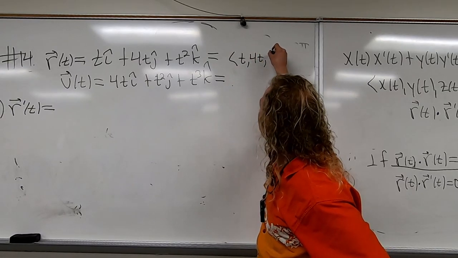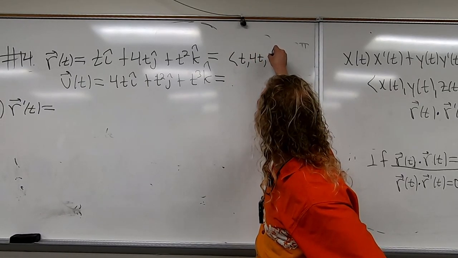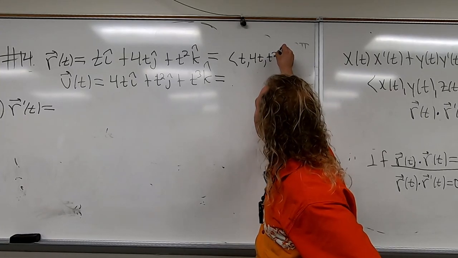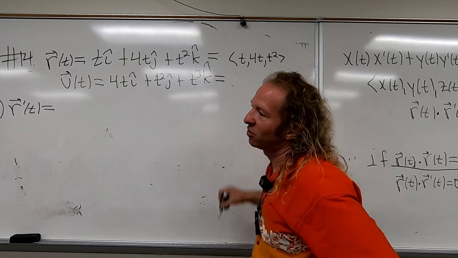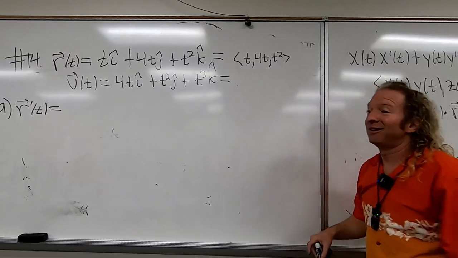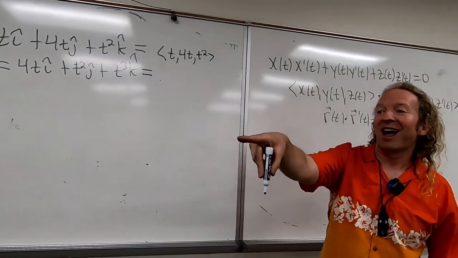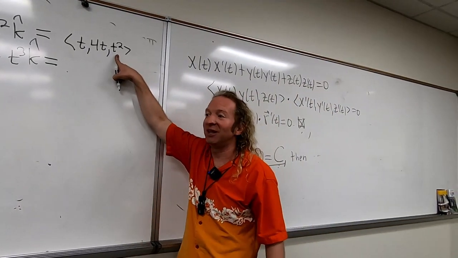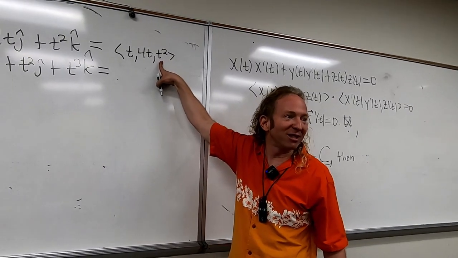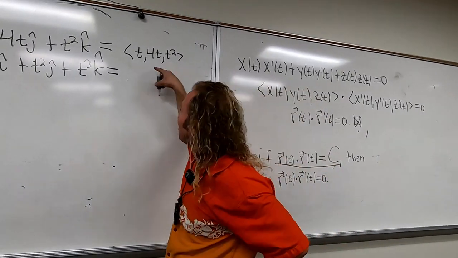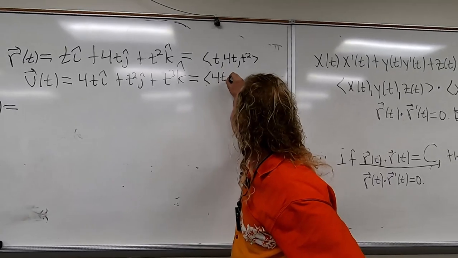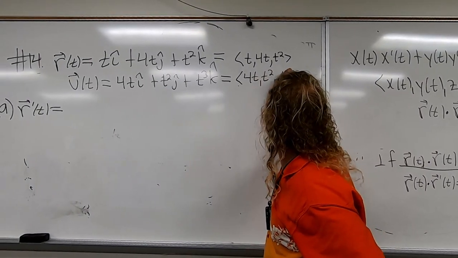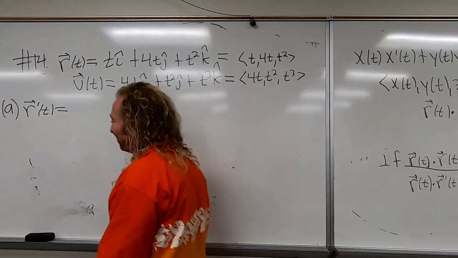4t, t squared, right? I'm not taking the derivative. I almost wrote 2t. I almost lost more points there because I'm hungry. So we need a break. 4t. I have two apples. I'm gonna eat those. I hate fruit.